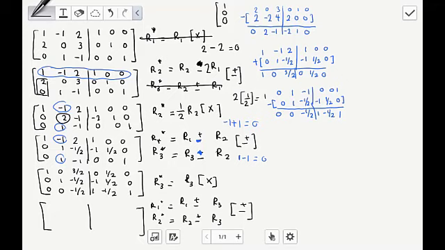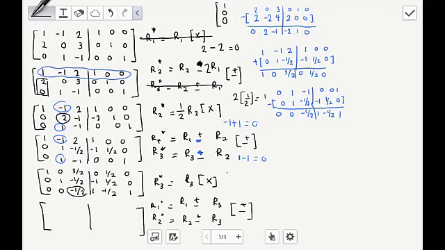Students, notice that we have completed our column 2. Next, I'm going to go to column 3, and my first element is how to change negative half into 1 using multiplication.